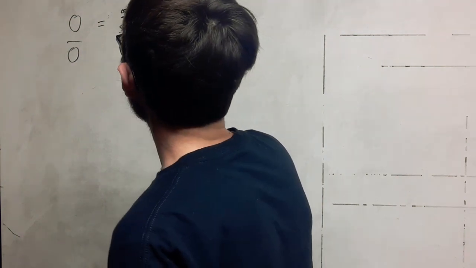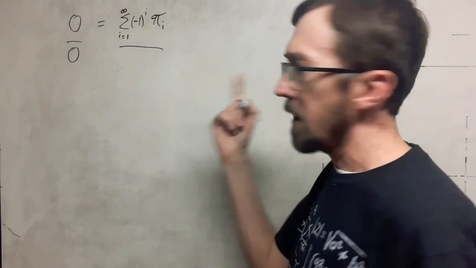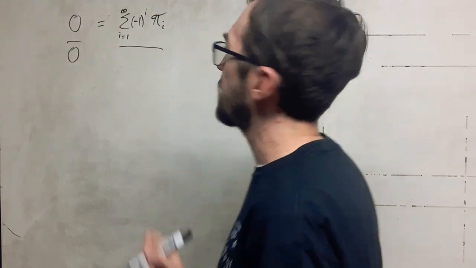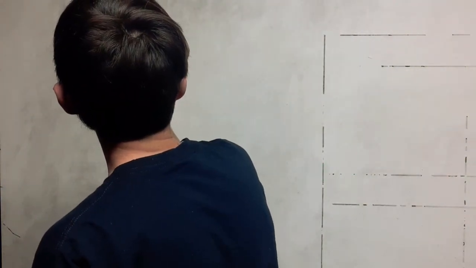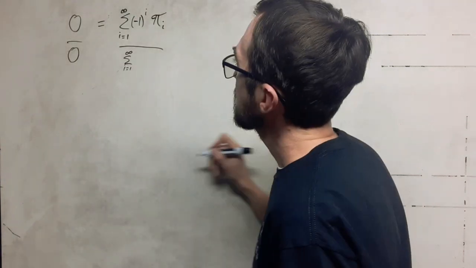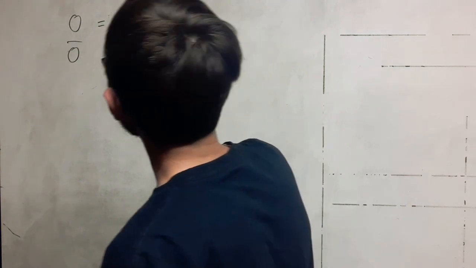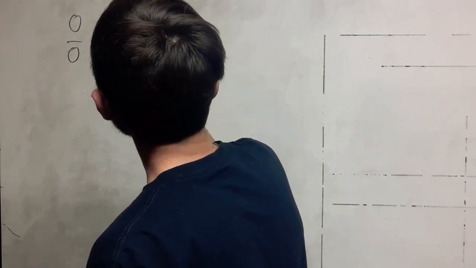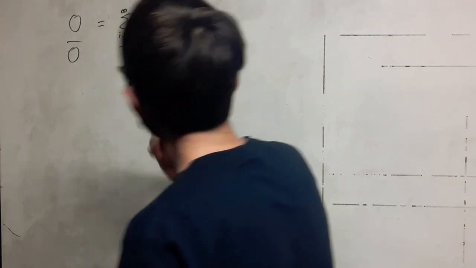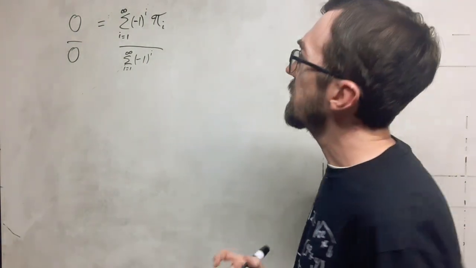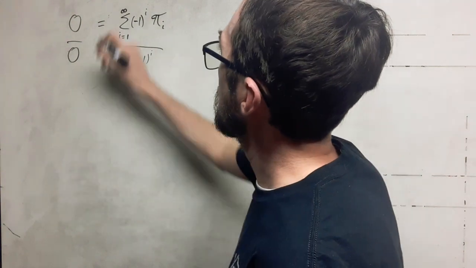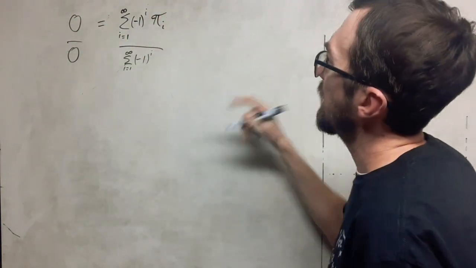Okay, and then for the denominator, I also want to define 0, but I want to define it just slightly different. So I'm also going to have this be an infinite sum from 1 to infinity, but this time this is just going to be -1 to the i. And we're going to disappoint everybody by leaving the pi out. So this fraction is equal to this fraction.